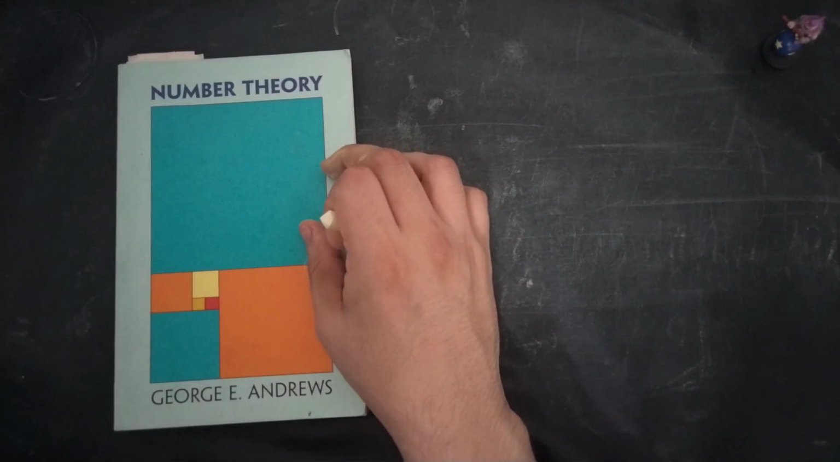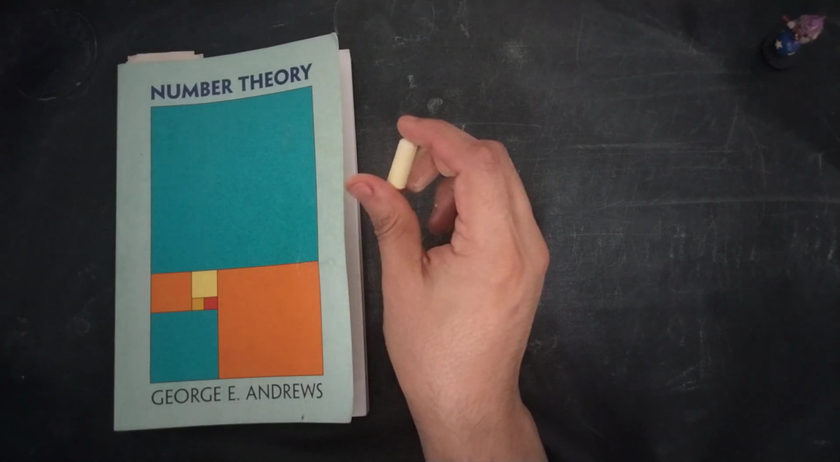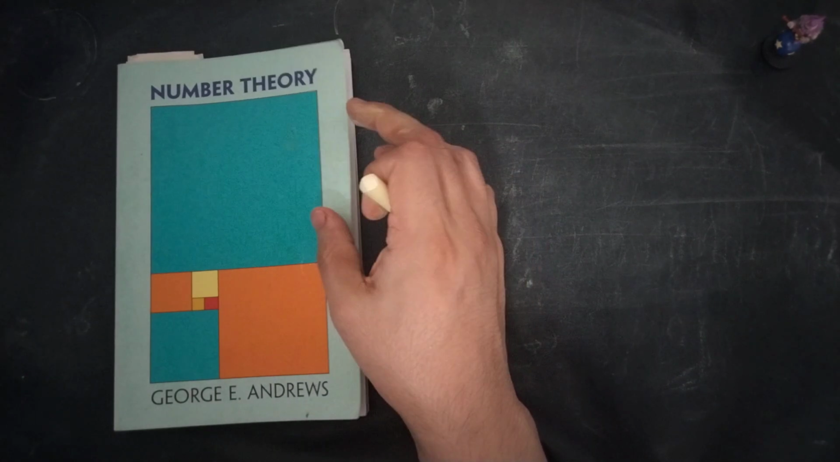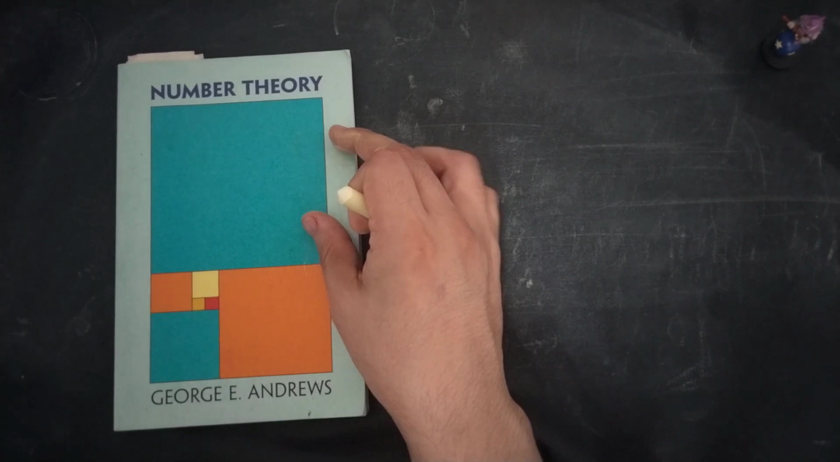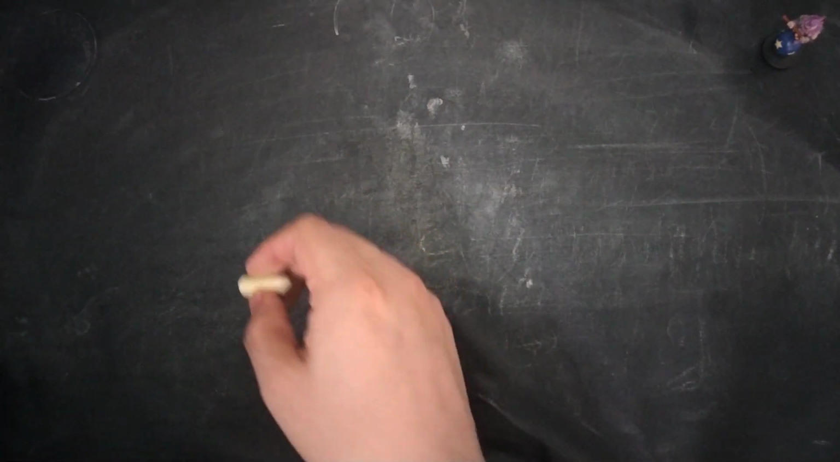Hello there, friends. Today we're going to be solving problems 1A, C, and E from section 2-3 from the book Number Theory by George E. Andrews. And the problems deal with the Diophantine equation.